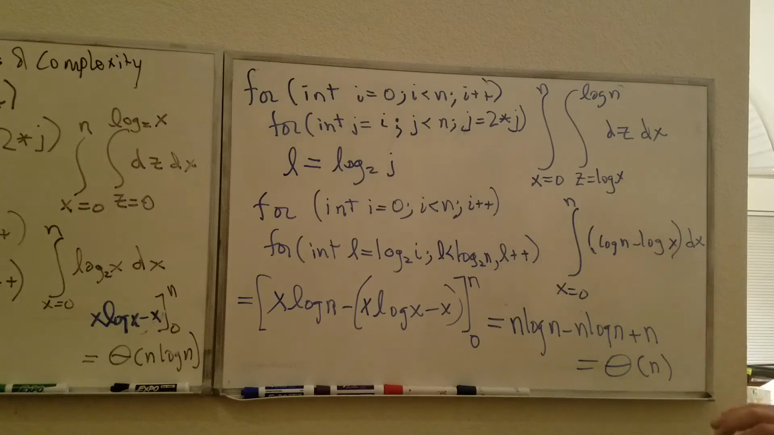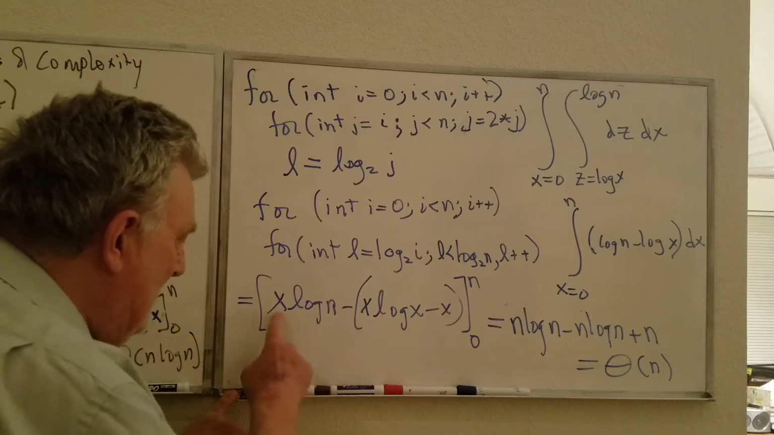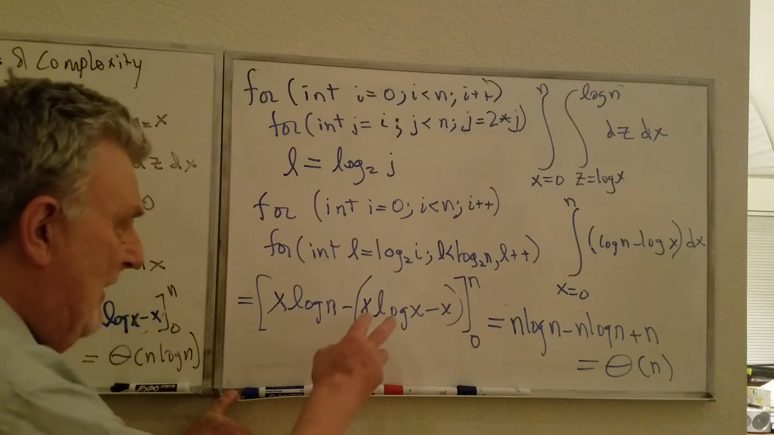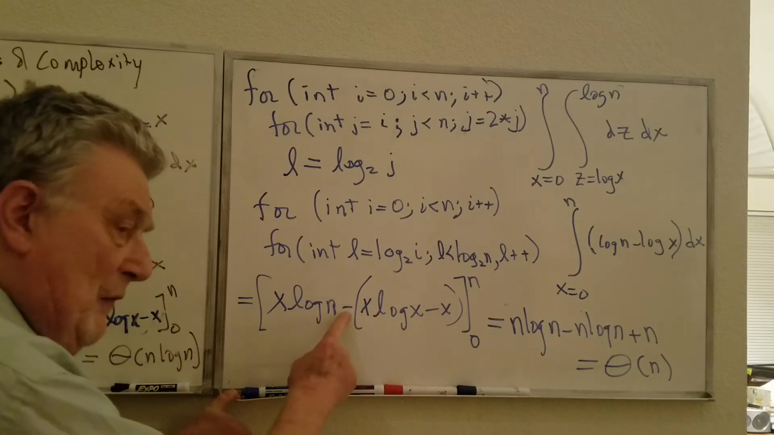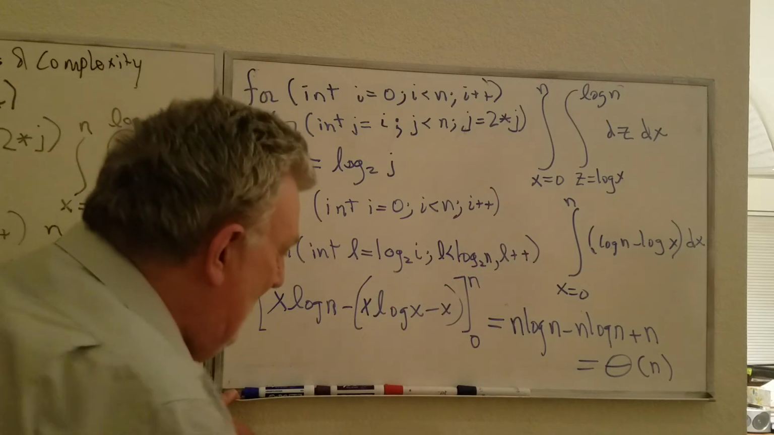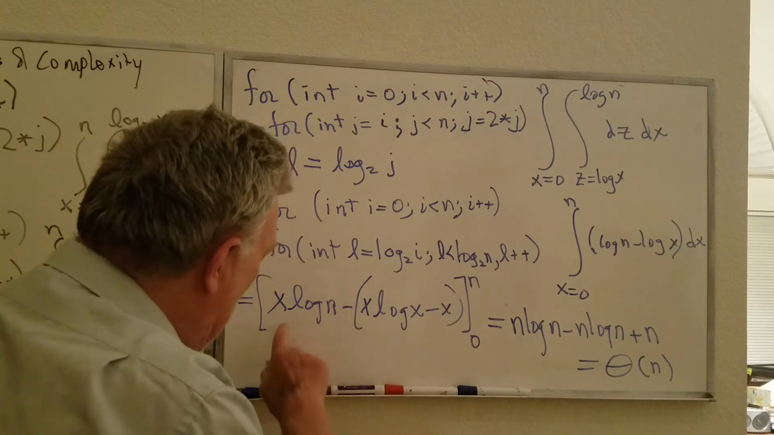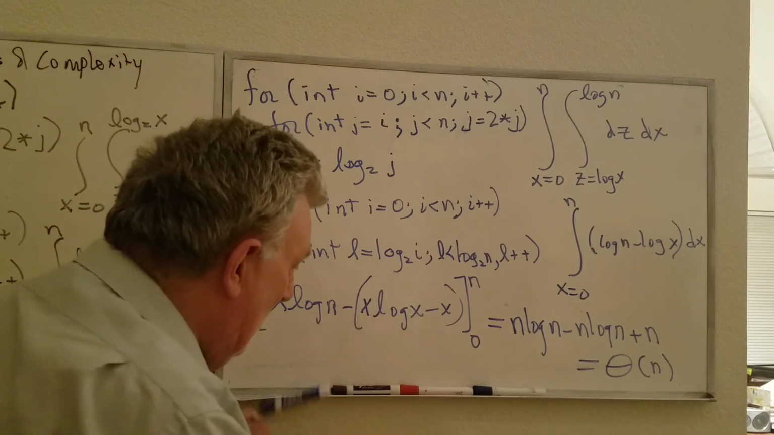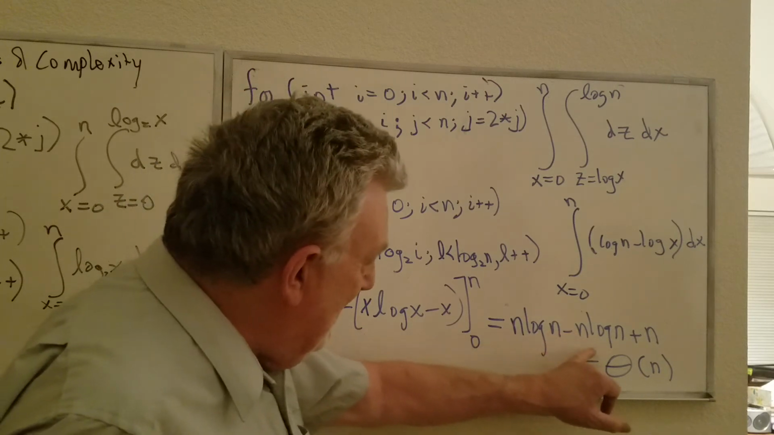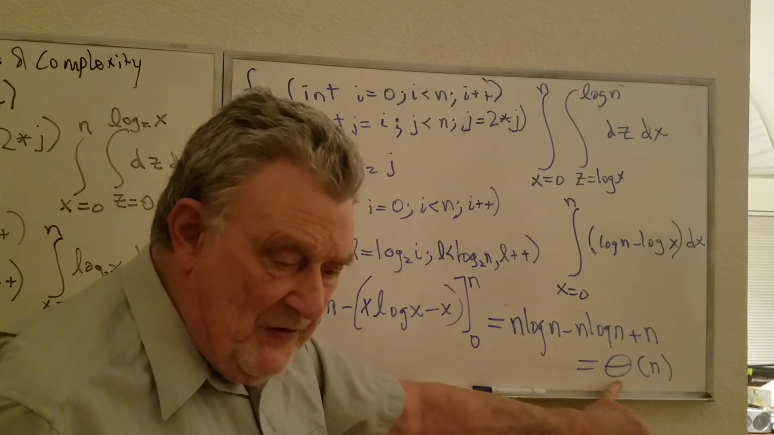Let's go over to here. Now, the integral with respect to x of log n is just x log n. The integral of log x, on the other hand, is x log x minus x. But we put a minus sign in front of that because of that minus sign there. Now that's the integral from 0 to n. It's evaluated: x becomes n, then it becomes 0. Well, the 0 part doesn't matter. And for n, we get n log n minus n log n, and then minus minus, which is plus n. And the answer is theta of n, which is the correct answer to the problem.